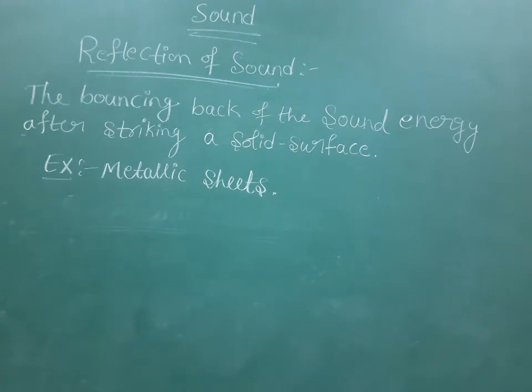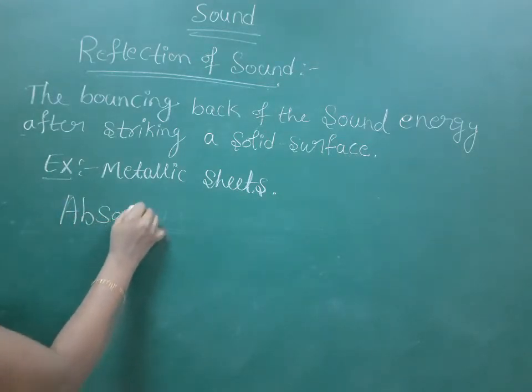For better understanding, at home take one spoon, that is steel, which is also a metal, and strike it like this. Anything you strike like this, you will hear more sound. So when the sound energy strikes the surface of any material and you are able to hear that sound, then it is reflection. When you strike the spoon, you can hear the sound maximum. That is reflection. If you are not able to hear that sound, that is absorption of sound.